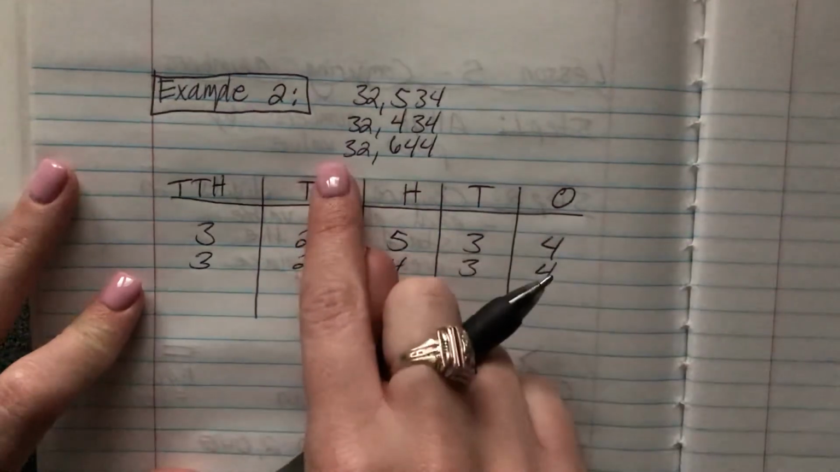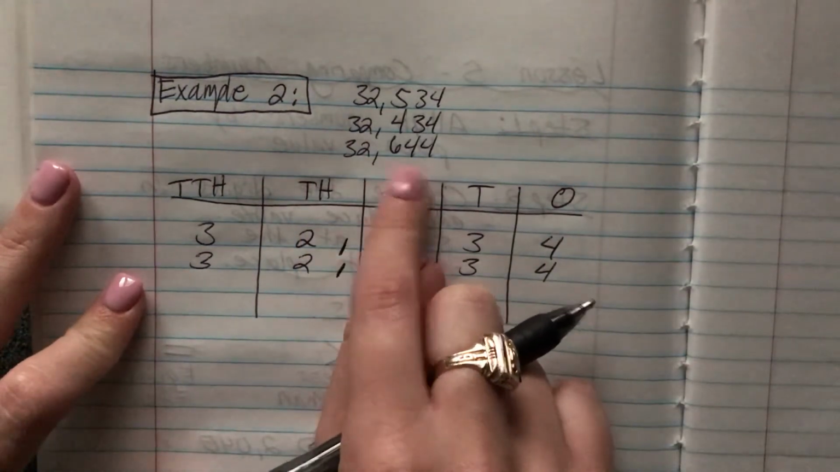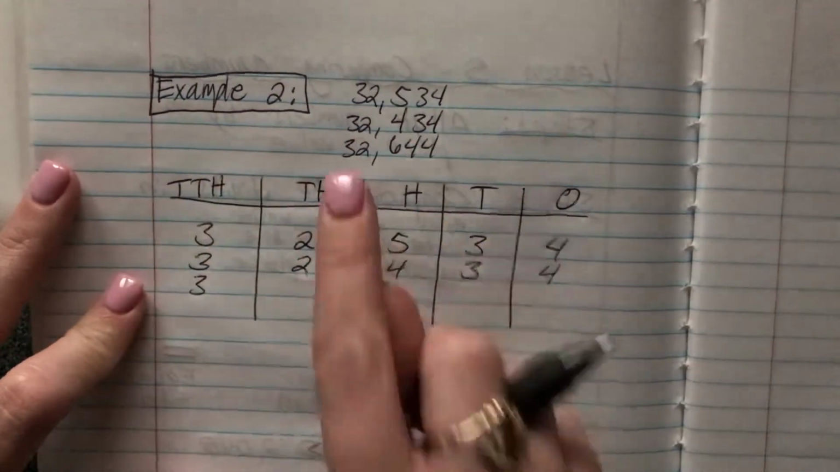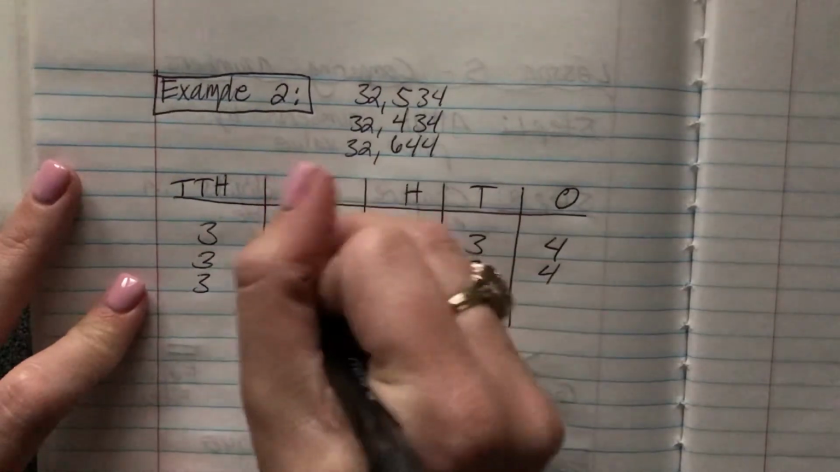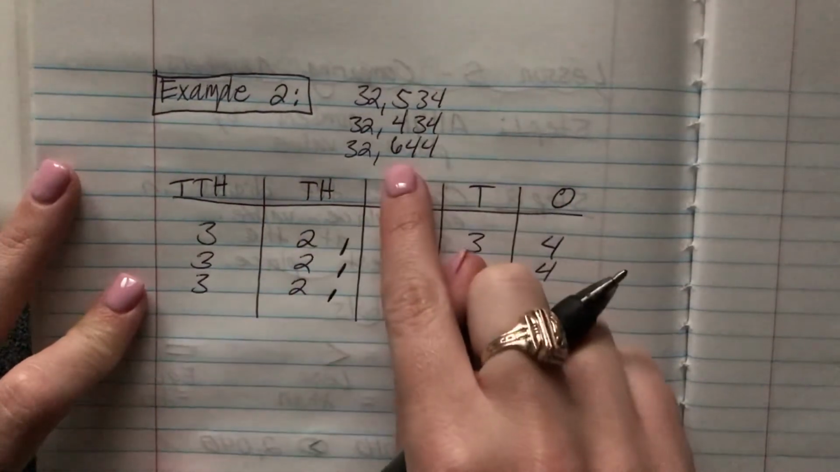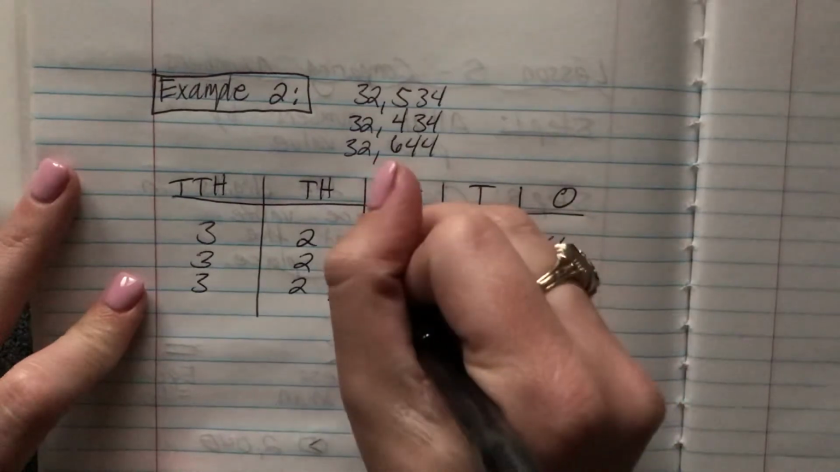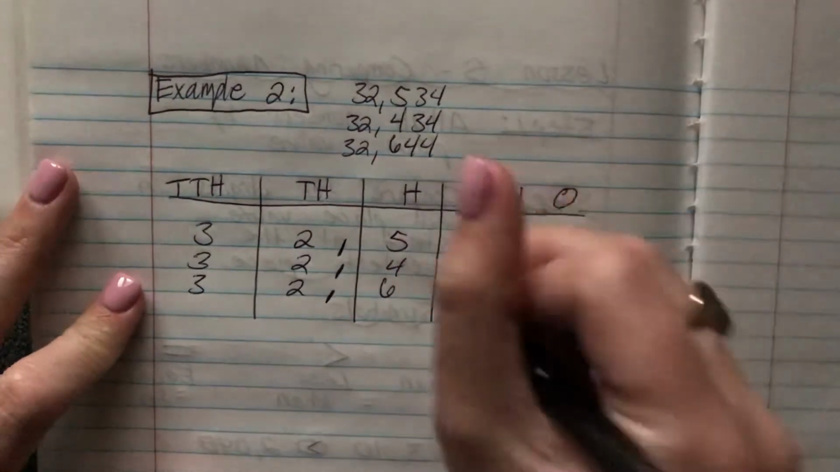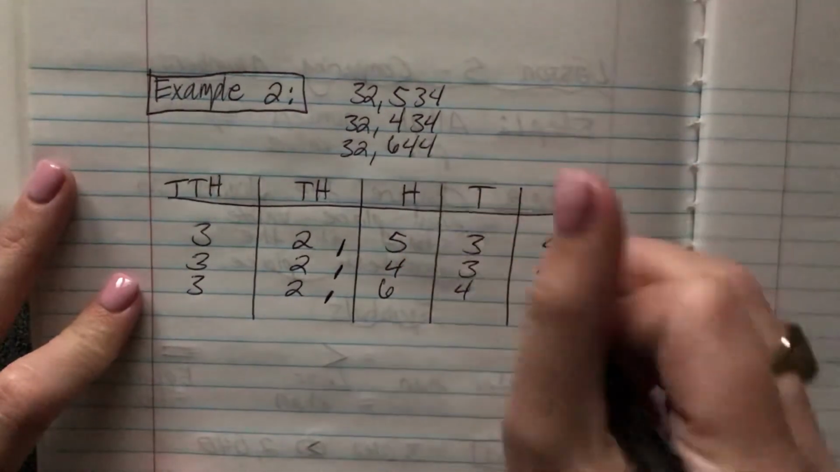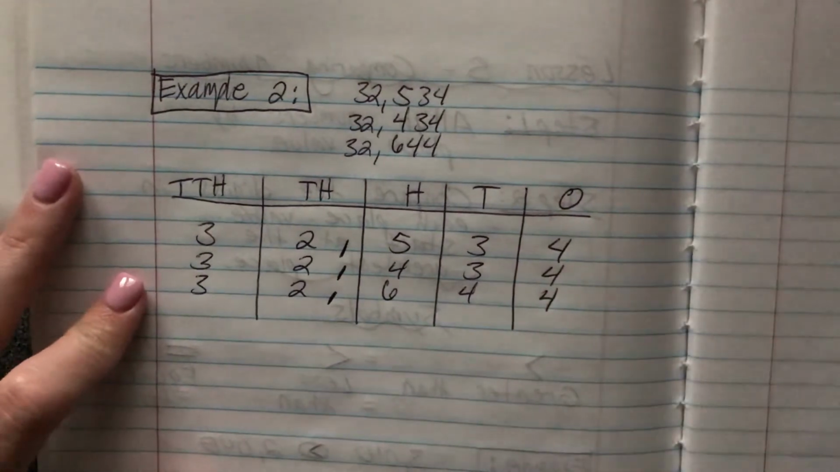Last number we have is 32,644. We're going to do the same thing. 10,000s place, we have a 3. Thousands place, we have a 2. Put that comma. Hundreds place, we have a 6. Tens place, we have a 4. Ones place, we have a 4.